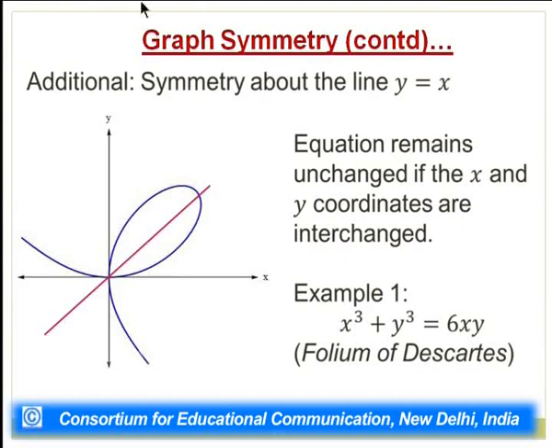So for example, the graph that I've shown you here is basically a graph carved out of the equation x cube plus y cube equal to 6 times xy. This is also known as a folium of Descartes, and here you can see that if I were to interchange y and x in the equation, I would get y cube plus x cube is equal to 6 times y times x, because instead of x I'm putting a y, and instead of y I'm putting an x, but the point is that's still going to give us the same equation as the one that we have here on this slide. So that is symmetry about the line y equal to x, where the equation remains unchanged if the x and y coordinates are interchanged.